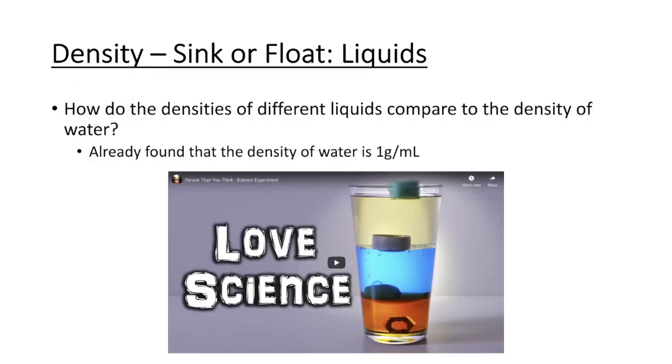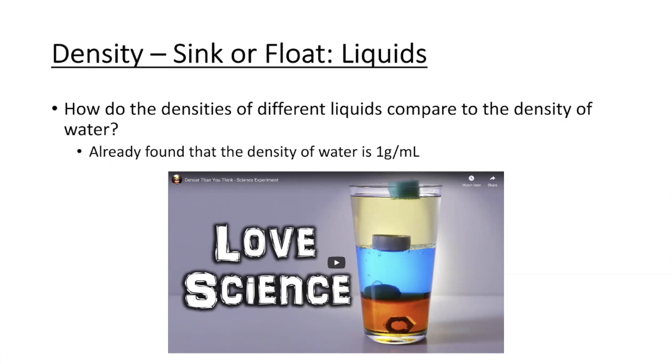All right, last question that I want you guys to think about, and that is, how do the densities of different liquids compare to the density of water? So we already determined with Ms. Levin that the density of water is 1 gram per milliliter. You already saw with Mrs. Schwartz how the densities of different solids compare with the density of water, right? We saw that with the candle wax and the clay.